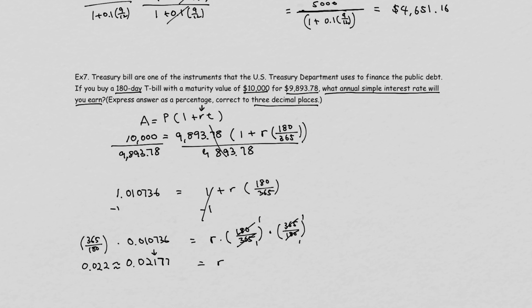And when you change that to a percent, moving the decimal 2 spaces to the right, it will be 2.2%. So that's how you can find the rate with all the other information given.